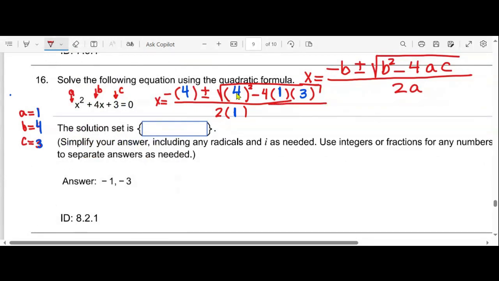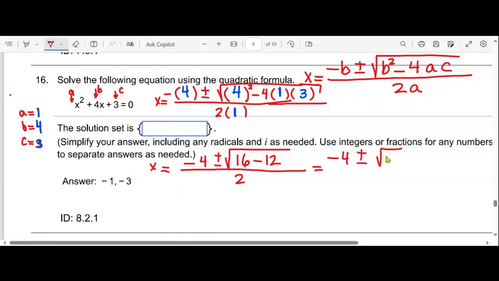I have to square the 4. It becomes what? Square the 4. 16. We get 16. So this is negative 4 here, plus or minus 16. 4 times 3, how much? 12. So you're going to get negative 4 plus or minus square root of what? 4 over 2, which is minus 4 plus or minus square root of what? 4. How much is square root of 4? 2.